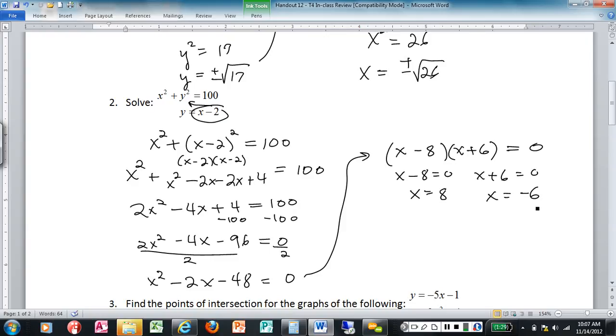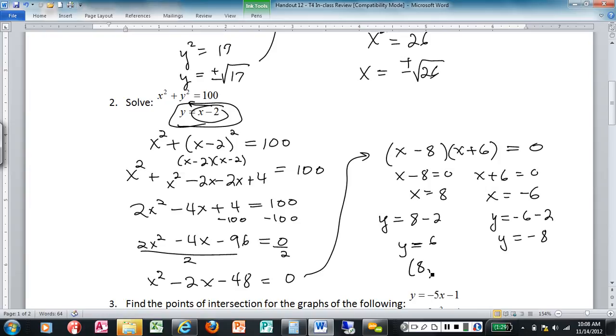So I need the y's to go with those. So I plug in x to be 8 in the y equals x minus 2 equation, that would give me y equals 6. If I plug in x to be negative 6, I get y equals negative 6 minus 2, so I get y equals negative 8. 8, 6, and negative 6, negative 8, my two solutions there. Okay?